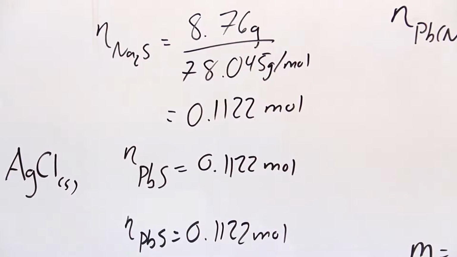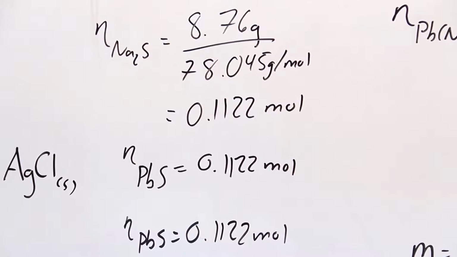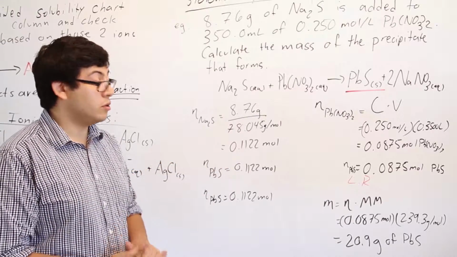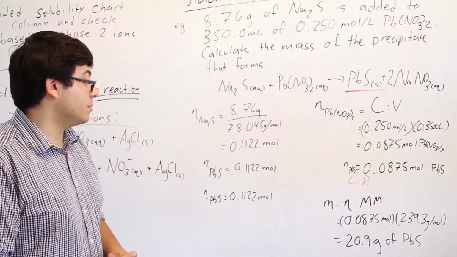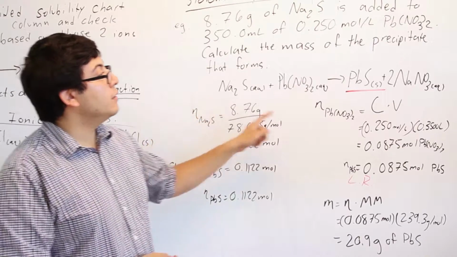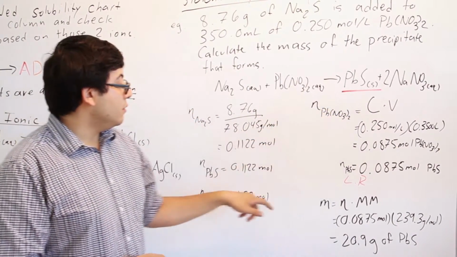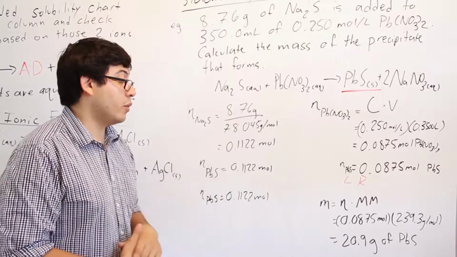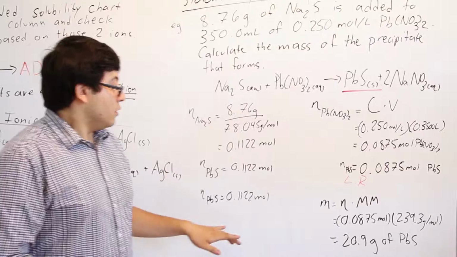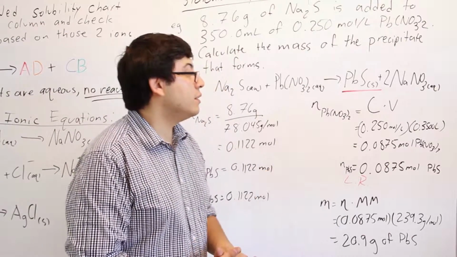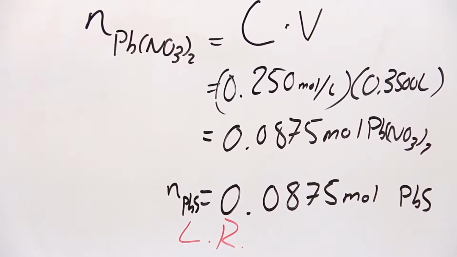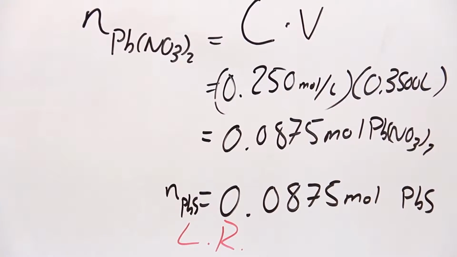So we need to get the moles, and when we get the moles, it's just mass over molar mass. When we get the moles, we have 0.1122 moles of sodium sulfide. Because it's a 1-to-1 ratio between sodium sulfide and lead 2 sulfide, we must also get 0.1122 moles of lead 2 sulfide. Now we need to figure out the moles of lead 2 nitrate to figure out, if this is the limiting reagent, how many moles of lead 2 sulfide we would get.